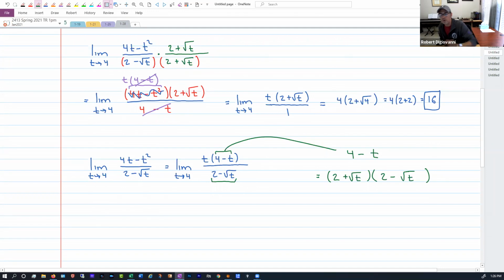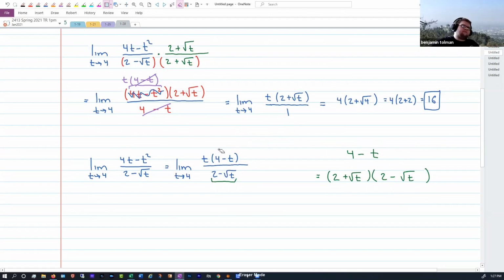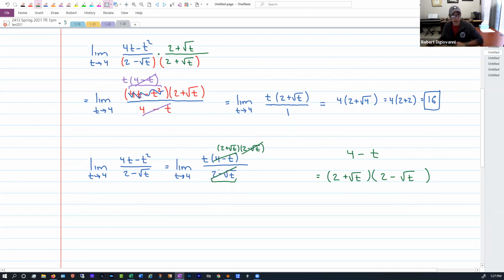And I showed you this earlier in the semester. I said, we're doing algebra on steroids. This sort of algebra is not natural in college algebra, but here, this sort of algebra is definitely fair. Does everyone agree that this is this? You just FOIL it out. That's 4. The middle terms go away, and you'll get root t times negative root t. That's negative t. So that is true. So if I come up here and replace this with 2 plus root t times 2 minus root t, now I get the cancellation right off the bat, right there.